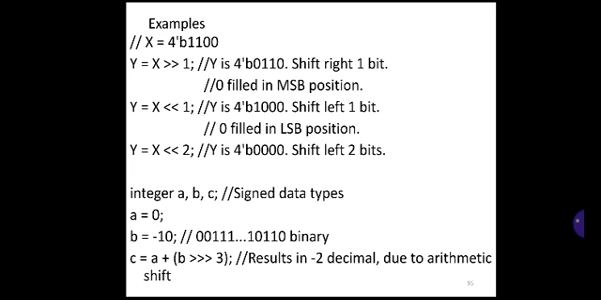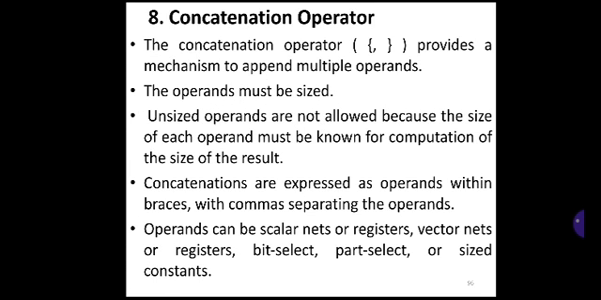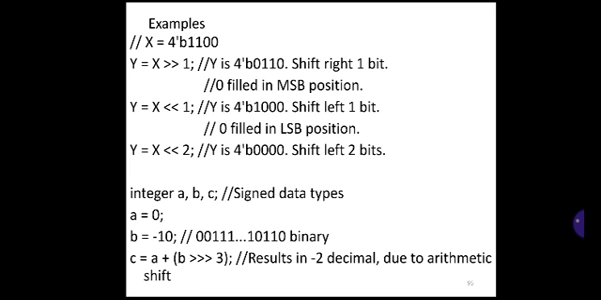The remaining is 10. Shift them all to their original position and fill the remaining bits with the sign bit. So the result will be minus 2, that is, in decimal it is minus 2 due to the arithmetic right shift operation. So thank you for watching the video.